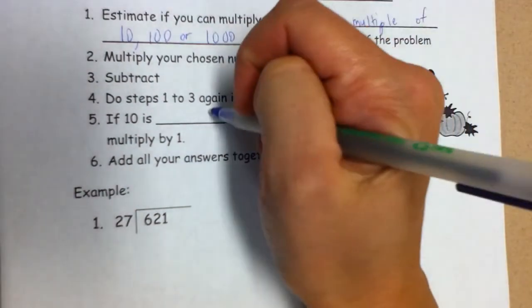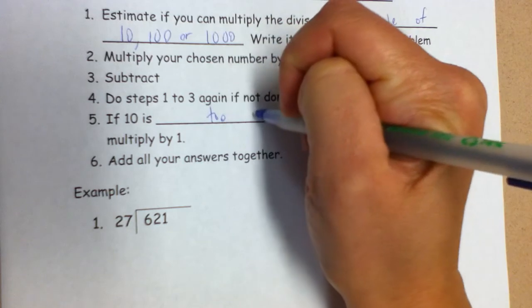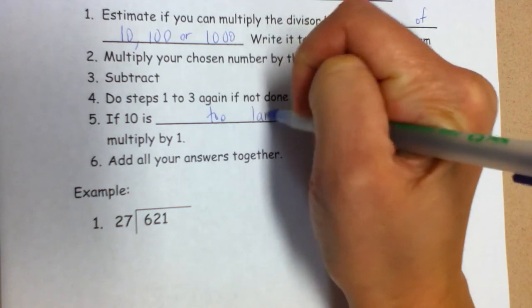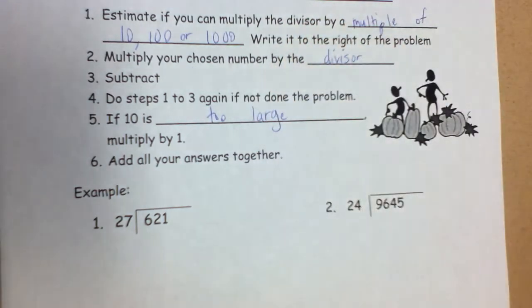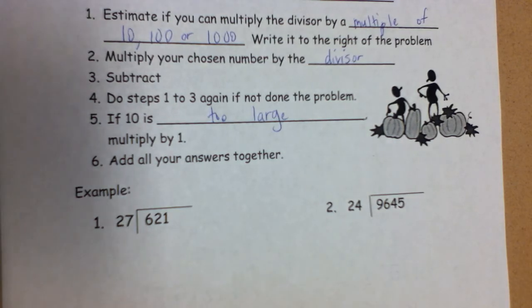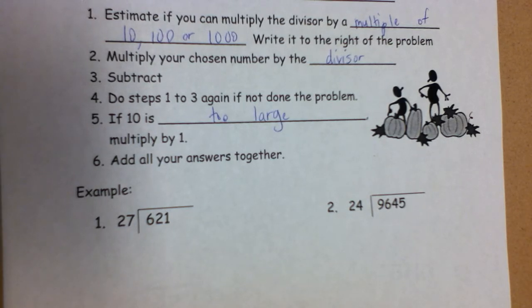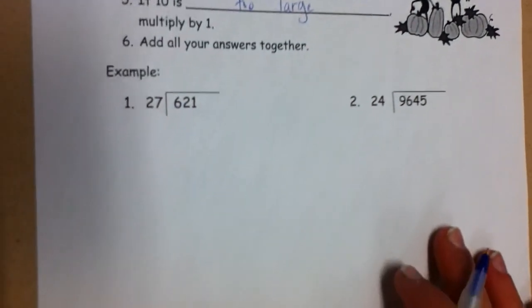If 10 is too small, that should say too large. If 10 is too large, you're going to multiply by 1. Then you're going to add all your answers together. In my two examples, the first example, 621 divided by 27, we will get a whole number answer. In the second example, we will write our answer as a mixed number.